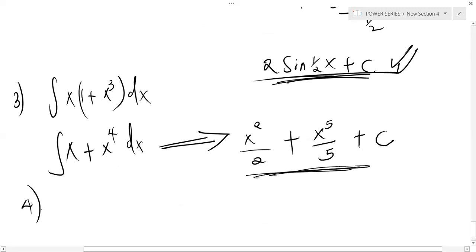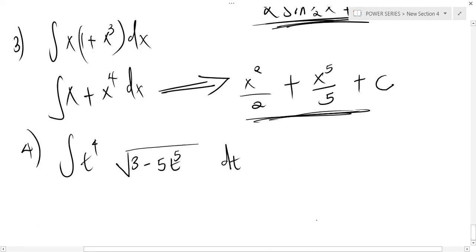Number 4. The question is integrate t raised to power 4 times the square root of (3 minus 5 t to power 5) dt. That's the question for number 4. Solution. Now to integrate this, look at what we have here. We have 3 minus 5 t to power 5. If you differentiate t to power 5, you'll get t to power 4. So the best way to go about this is through substitution.